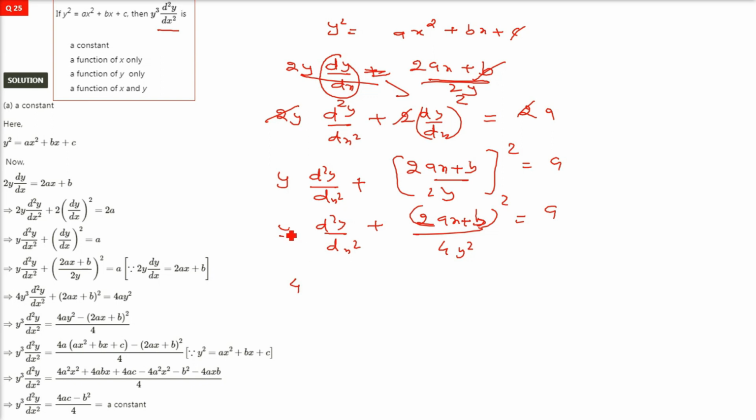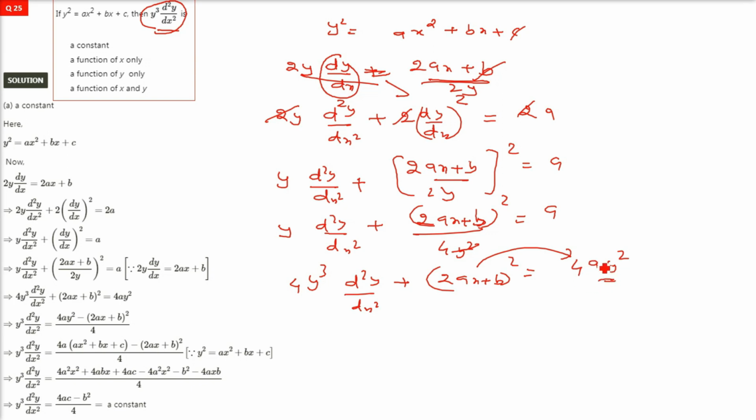So let us multiply everything with 4y square. So y into 4y square is 4y cube d2y by dx2 plus 2ax plus b whole square. This will be eliminated. On the right we are going to get 4y square we have multiplied, and a is already there. So 4ay square. So 4y cube. So we need this 4 to be eliminated somewhere. So let us see what are we going to get. Let us bring this on the right hand side. 2ax plus b square on the right hand side.